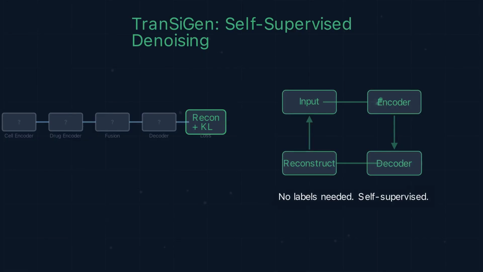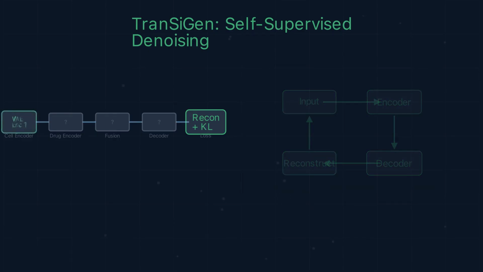No external labels. No curated annotations. The model teaches itself by trying to reproduce what it was given. This is self-supervised learning. Now the architecture.